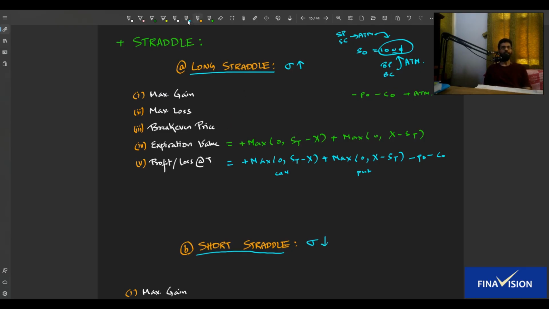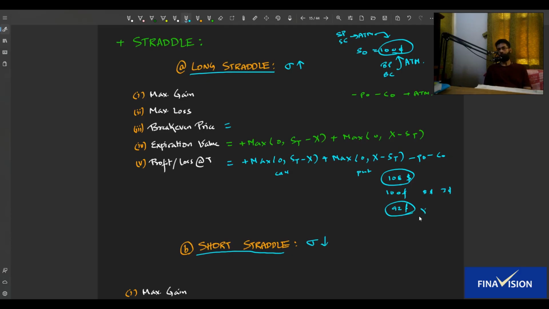Now what is the break-even price, friends? In our example we saw that a $100 stock is there and we have paid a total premium of $5 and $3 for the put and the call. So price has to reach either 108 or it has to reach $92. So effectively there are two break-even prices, right? Two break-even prices. And the break-evens, how are they measured?